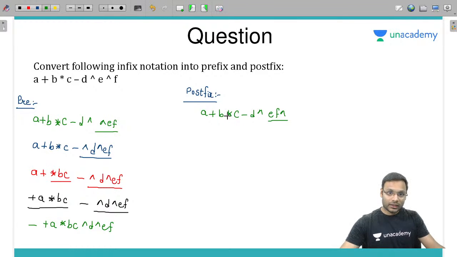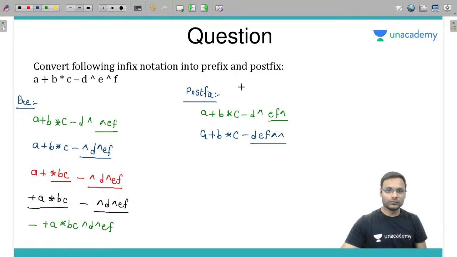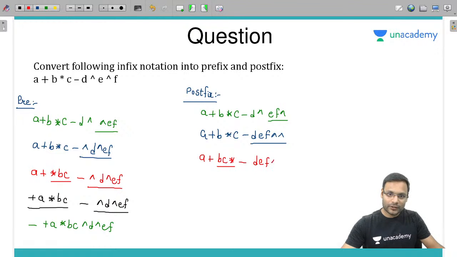Next one is this exponent. How do you solve this? First of all D, then right operand, then exponent. So A plus B into C minus as it is, left operand, right operand, and then operator. Now, next step is this multiplication. Let's solve the multiplication. It becomes A plus BC multiplication minus DEF exponent exponent.